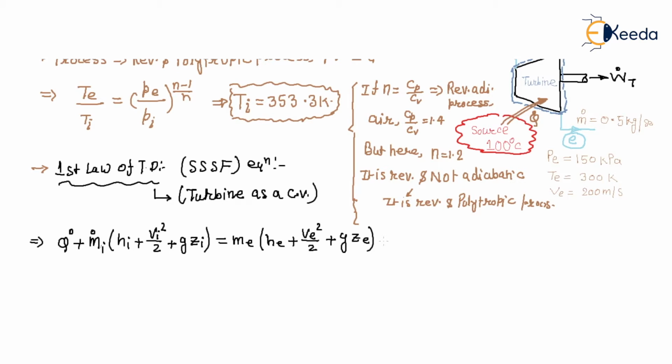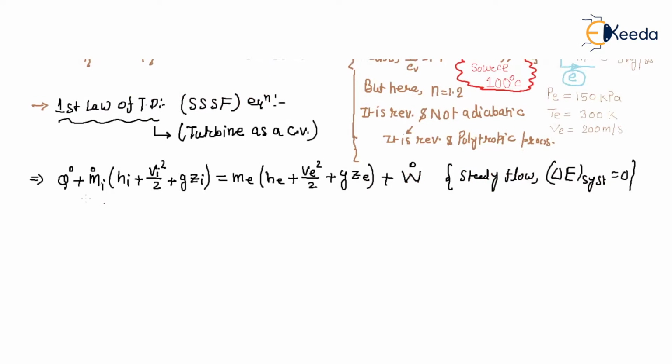and since it is steady, the change of energy within the system is 0. Because the system is steady flow, delta E of system is equal to 0. So there is no delta E.